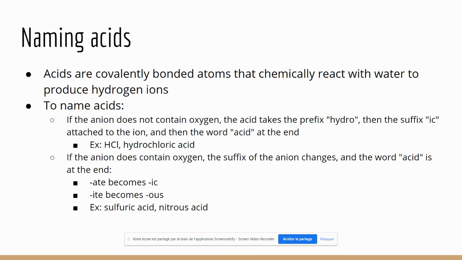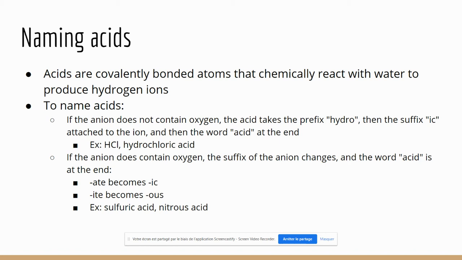If it does contain oxygen, meaning it's going to be coming from the polyatomic ion, because H2O is neutral if you didn't remember that from biology, I go to the polyatomic ion sheet, I find what the anion is, and then depending on the suffix of the anion, that is how I'm going to change the name.